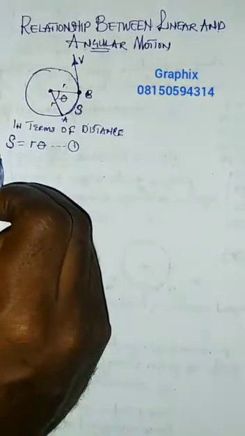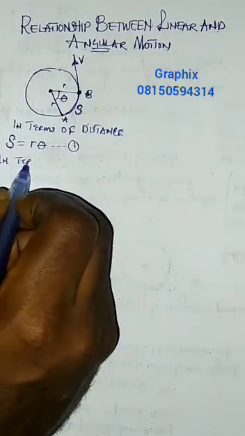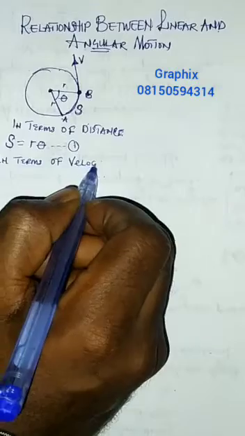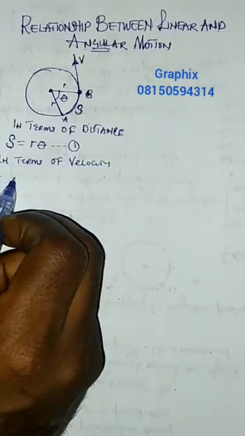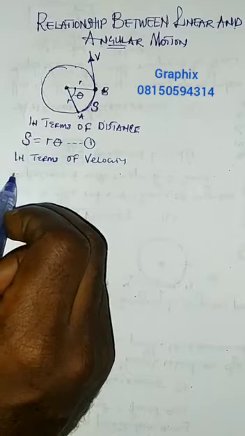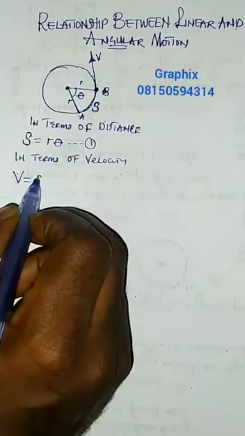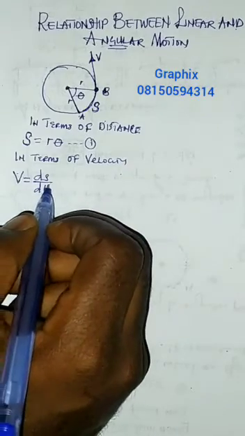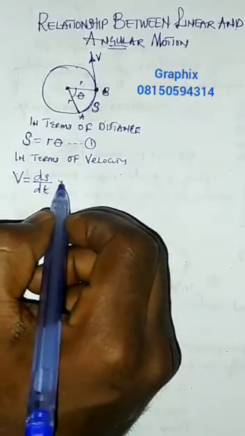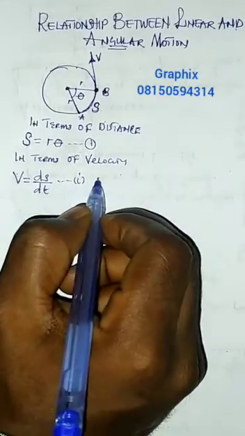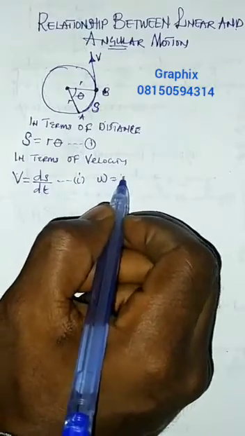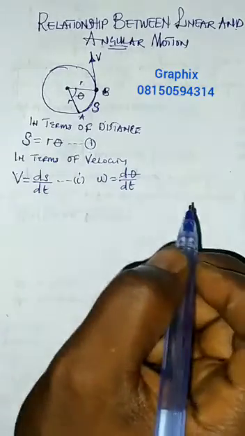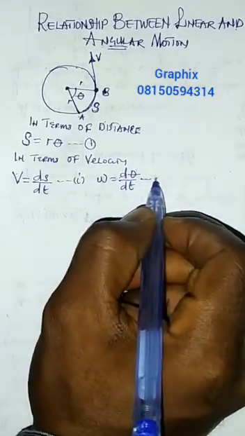Now, in terms of velocity, the linear velocity V is equal to S over t, which is displacement over time, the rate of change of displacement over time. Let me call this equation I. While the angular velocity is equal to angular displacement over time, the rate of change of angular displacement over time. So we'll call this II.